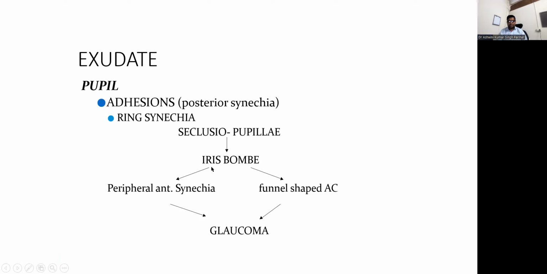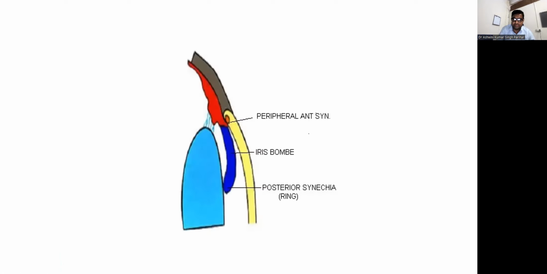When iris bombe forms, it pushes the iris forward and peripheral anterior synechiae are formed. So aqueous is not going into the anterior chamber. The anterior chamber shape will distort, it will become funnel shaped, and the pressure behind the iris will lead to the development of raised intraocular pressure.